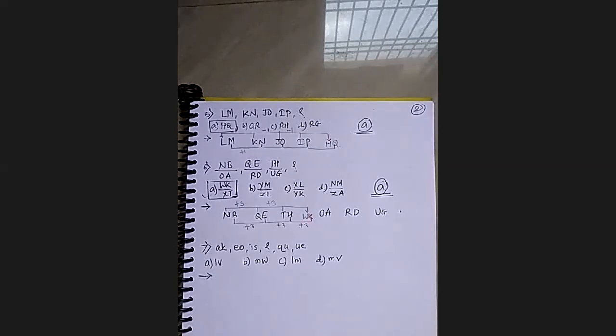Okay, so Dhruval, you have any query? Yes, sir. Ask then. Sir, I didn't understand the sequence in 7th question, sir. Sir, can you repeat it? AK, EO, IS, question mark, QU, UE. Okay, sir. Thank you.